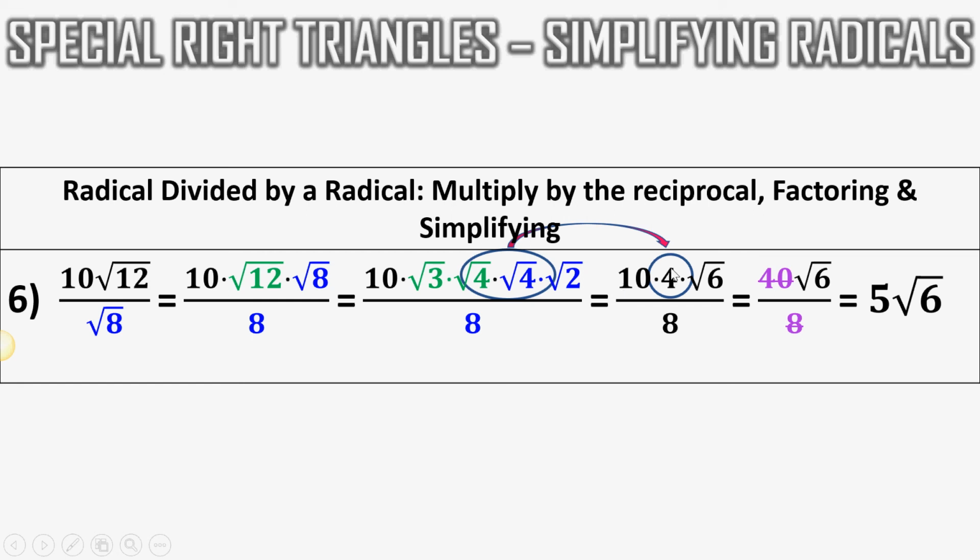So now when I simplify, 10 times 4 is 40, and the 8 slides over. Radical 6 is still there. 40 divided by 8 gives me 5, so my final answer is 5 radical 6.